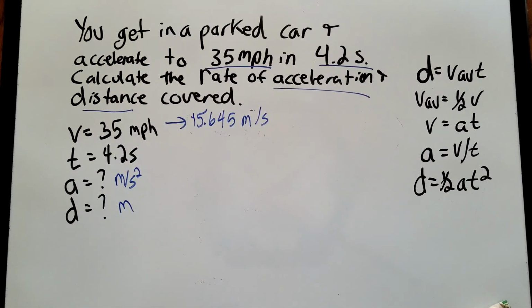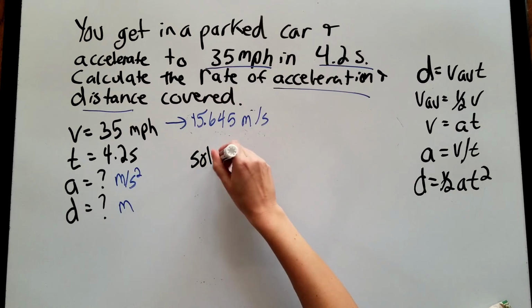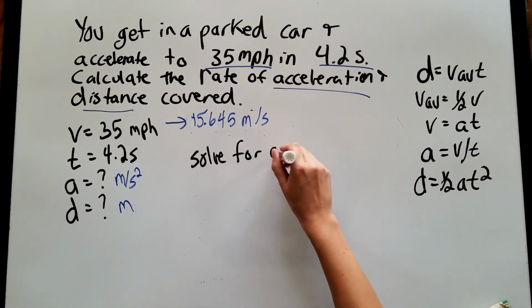So now let's find the appropriate equations. Since we have two unknowns, acceleration and distance, we're going to need two different equations to solve. So how do you pick what equation is going to work? Well, let's say we're going to solve for acceleration first. So I'm going to solve for acceleration.